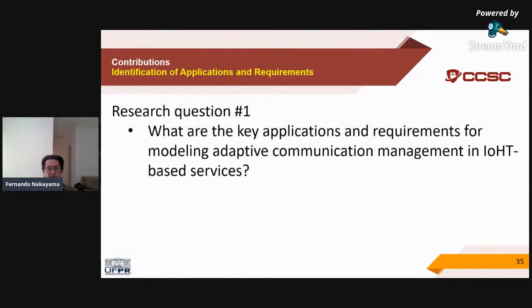So with the identification of the IOHT application, service requirements, and also the proposed architecture for CareCon, we answered our first research question.